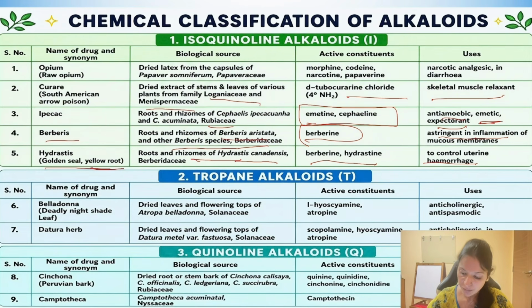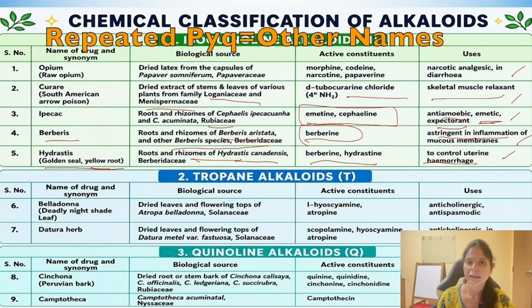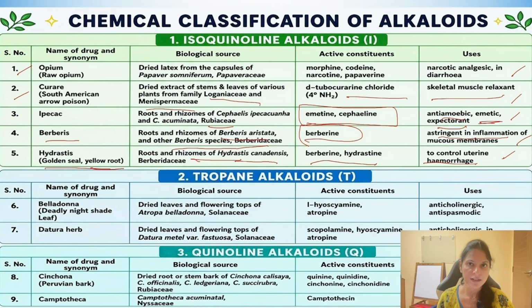So this is about the isoquinoline alkaloids: opium, curare, which is also known as South American arrow poison and is very important because it was among the most repeated questions. Other examples are ipecac, berberis, and hydrastis. The last three are specifically roots and rhizomes; their main source is roots and rhizomes. And with curare, you should directly think of D-tubocurarine chloride, a skeletal muscle relaxant, which was most commonly discussed in our pharmacology.